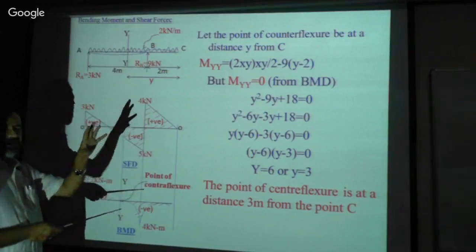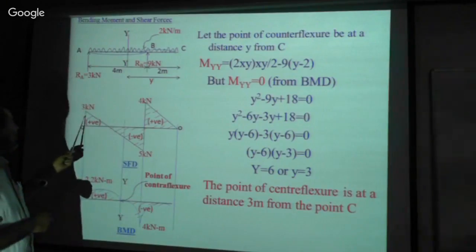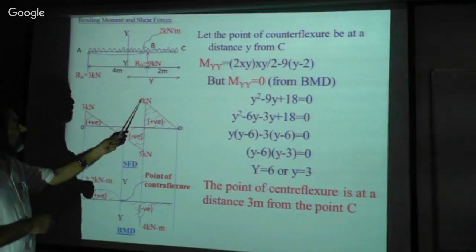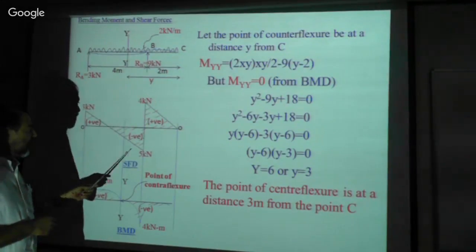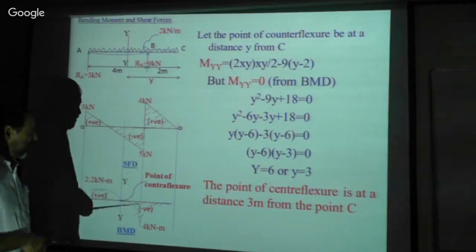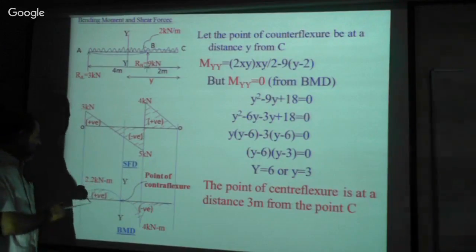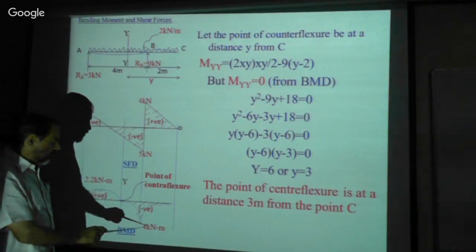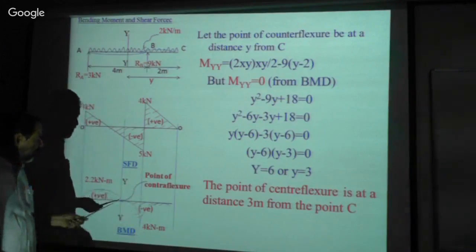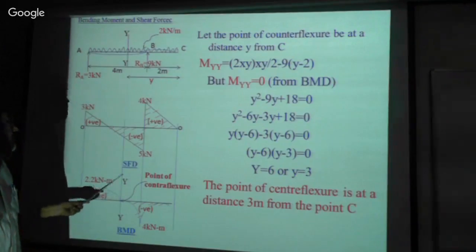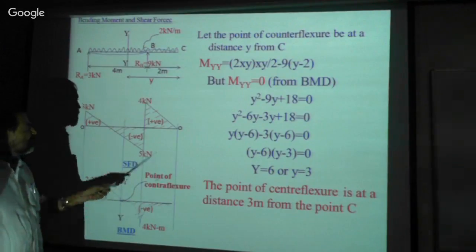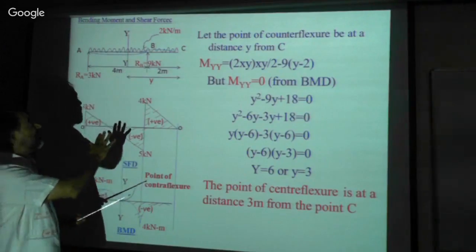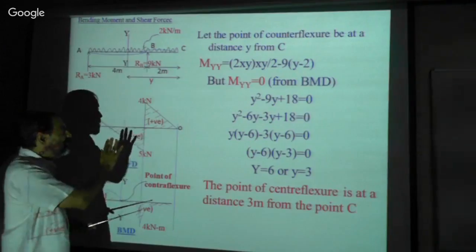Now you have to calculate the results. Maximum positive shear force is 4 kilonewton. Maximum negative shear force is 5 kilonewton. Maximum positive bending moment is 2.25 kilonewton meter. Maximum negative bending moment is 4 kilonewton meter. And the point of contraflexure occurs at a distance of 3 meter from C. This completes the entire problem of the given system of load.